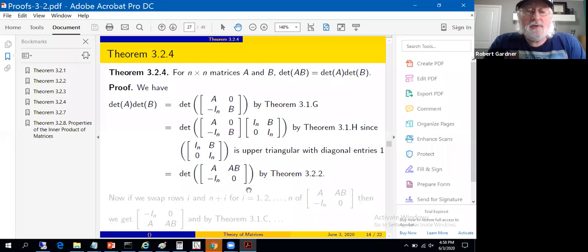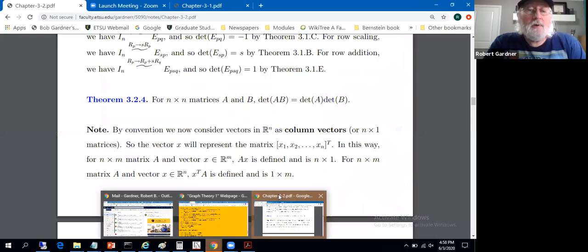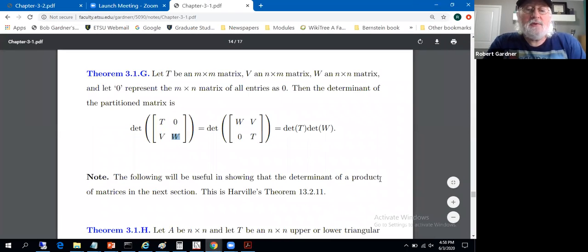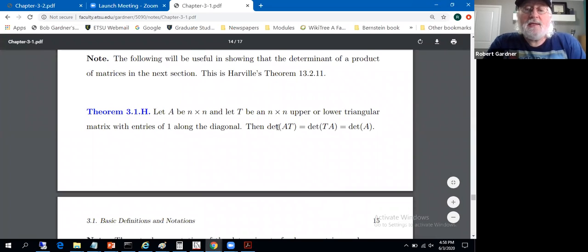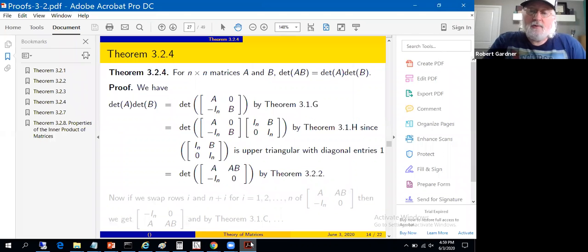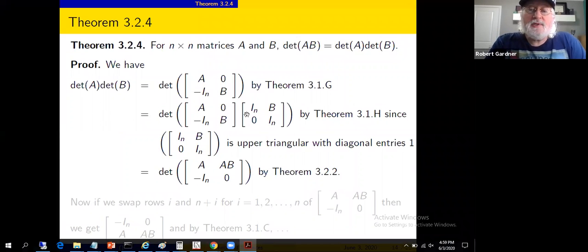While it's at our fingertips, that was Theorem H. If we had T as an upper or lower triangular matrix with ones along the diagonal, then the determinant of matrix A times this triangular matrix is the same as the determinant of A. So multiplying A on the left or the right by such a matrix doesn't change determinants. That's what we're doing here, where this is matrix T.